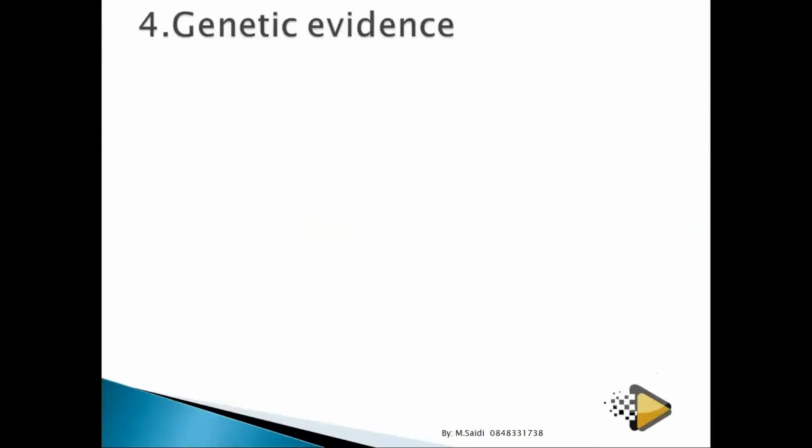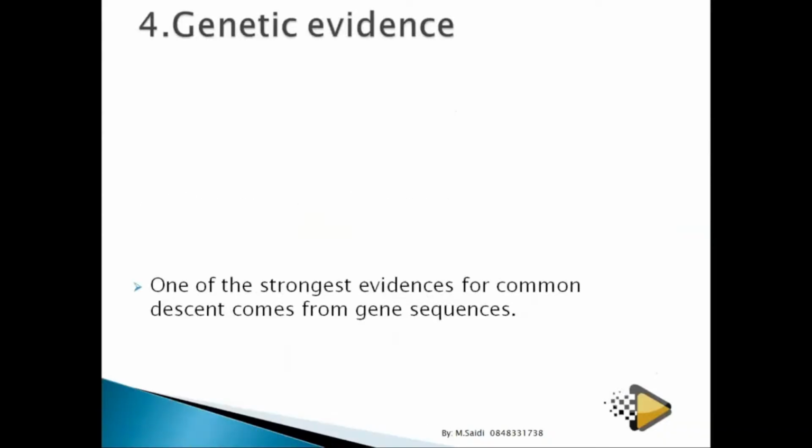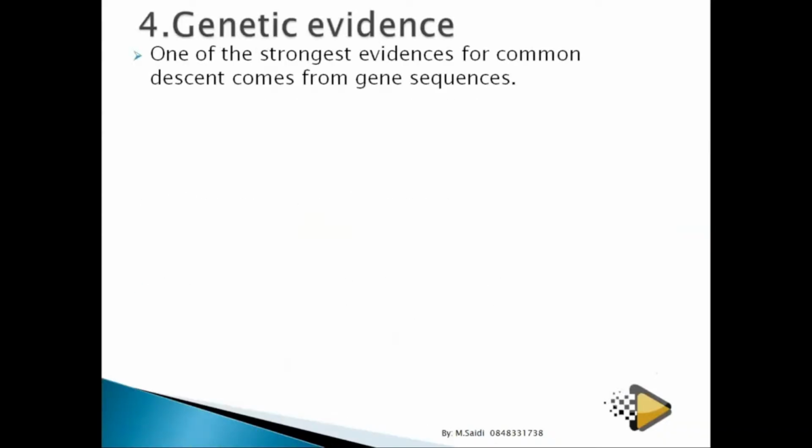So another evidence is genetic evidence. When you talk about genetic evidence, you're talking about the genes. One of the strongest evidences for common descent comes from the gene sequence. If you have genes which are almost the same, it means that we share a common ancestor, or the line of descent is just recent. It means that you diverged from each other just recently.